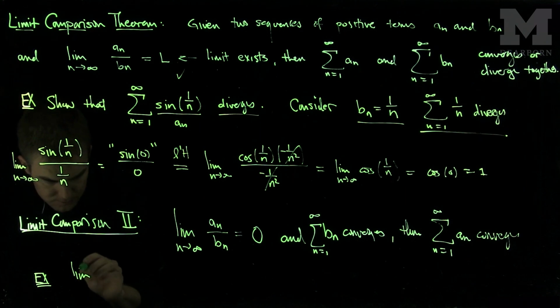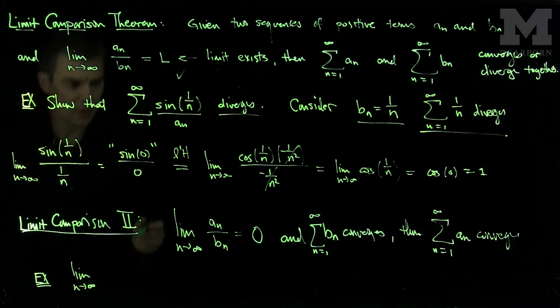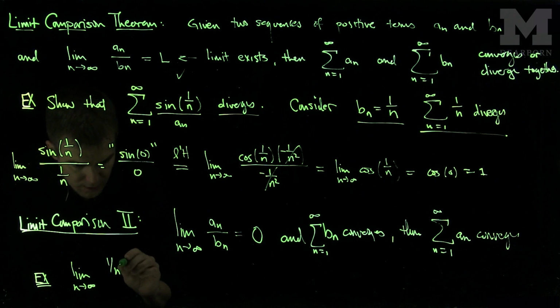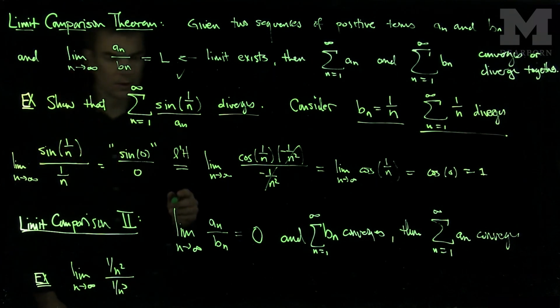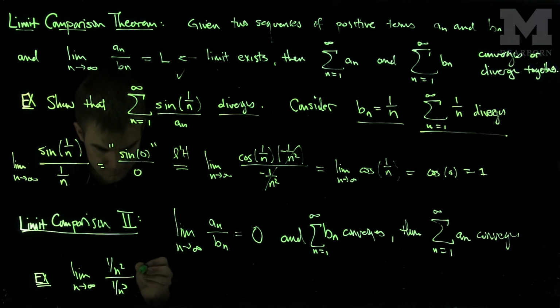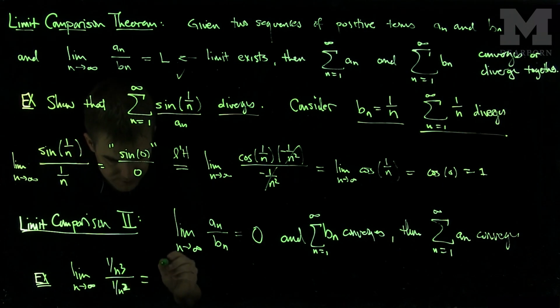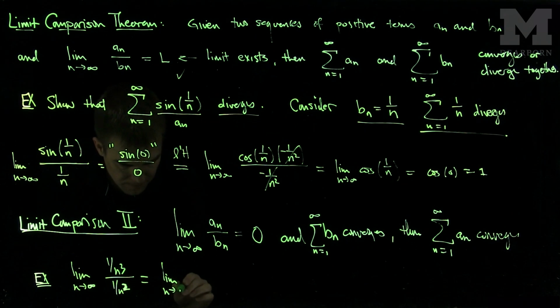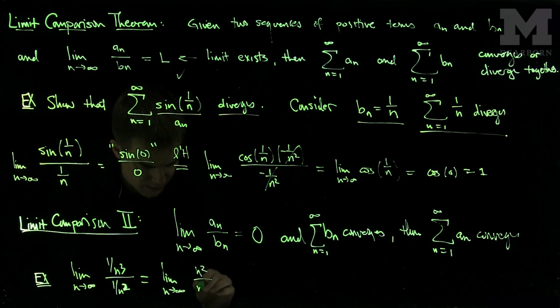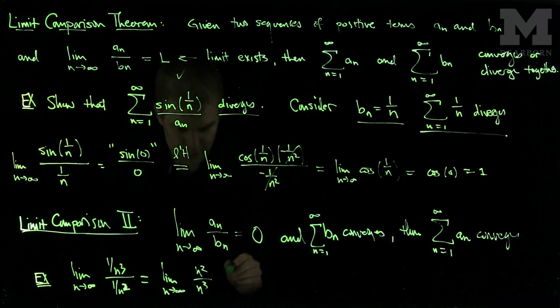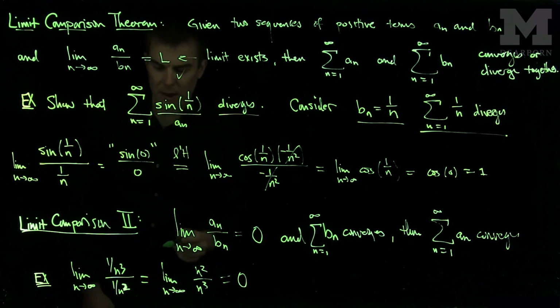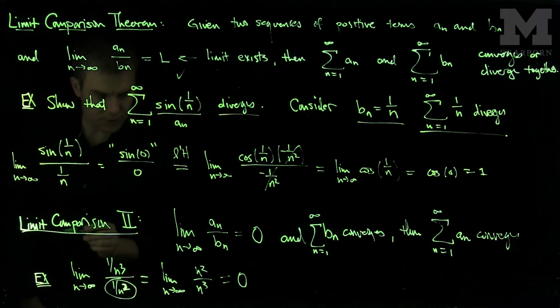So for example, if we look at the limit as n approaches infinity of 1 over n cubed over 1 over n squared, let's see what happens. If I flip this, I'll have the limit as n goes to infinity of n squared over n cubed. And so we see that this is equal to 0. And we know that this series in the denominator converges over here. And so therefore this series over here will converge.